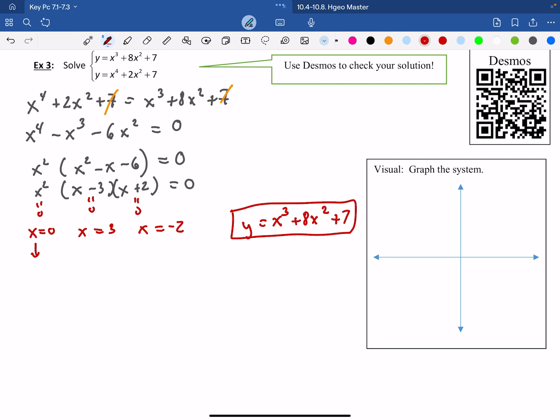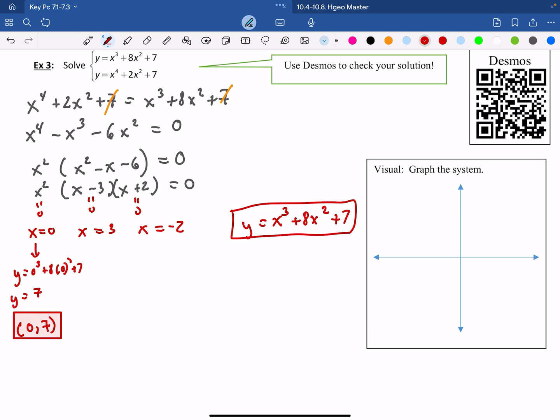So I have y is equal to 0 to the third power plus 8 times 0 to the second power plus 7. And that was an easy one. You probably didn't even have to show your work, but y is equal to 7. So one of the points is when x is 0, y is 7, is one of your solutions.